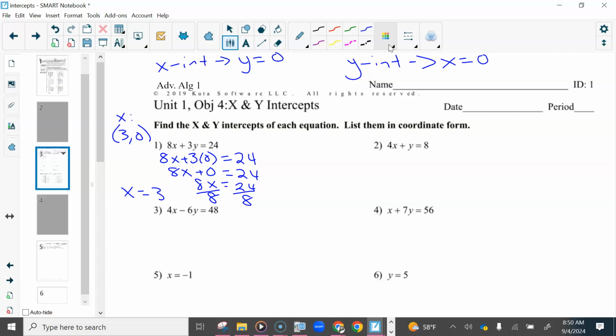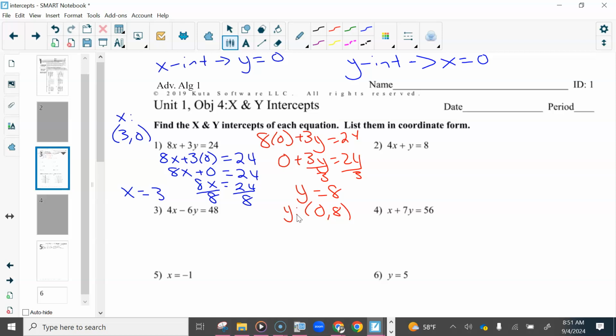Alright, so I'm going to start from the beginning again, but instead of putting 0 in for y, I'm going to put 0 in for x. So you're always putting 0 in for the opposite of what you're trying to solve for. We know that's going to become 0. I'm not going to get rid of the 0 this time, but I'm just going to go on to the next step, divide both sides by 3. So that y equals 8. So that ordered pair would be 0, 8. Sometimes you get the opposite. We had 8 and 3 and it became 3 and 8. Sometimes that's not the case, like in number 2.